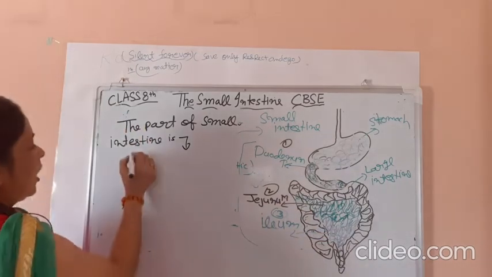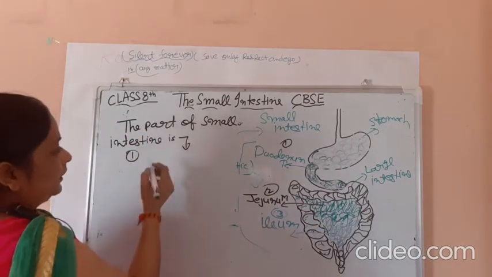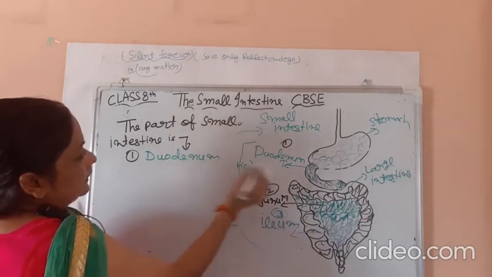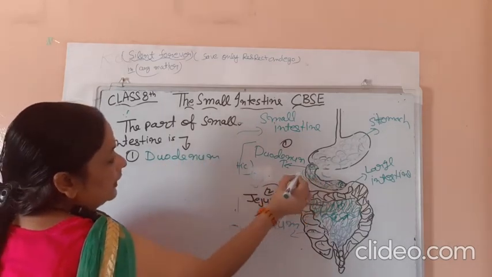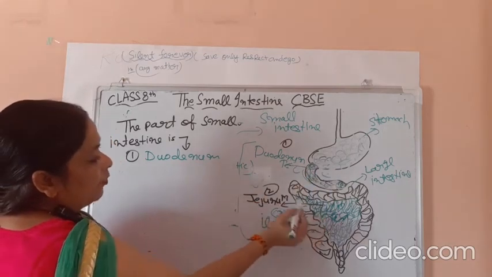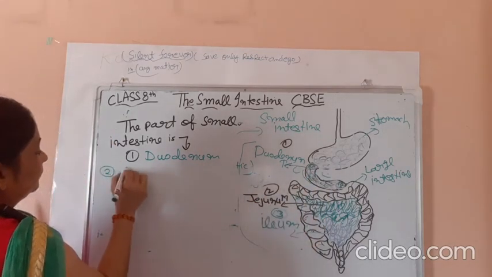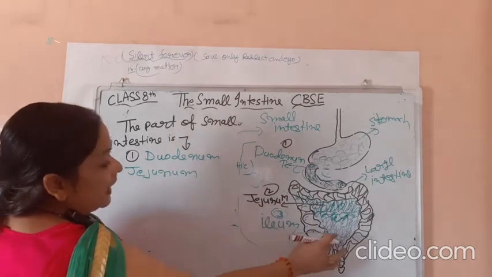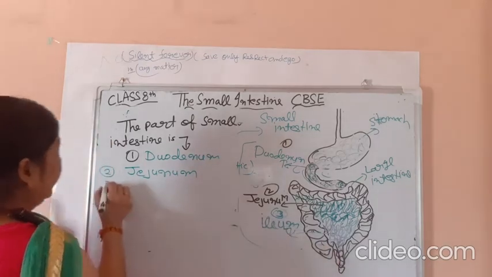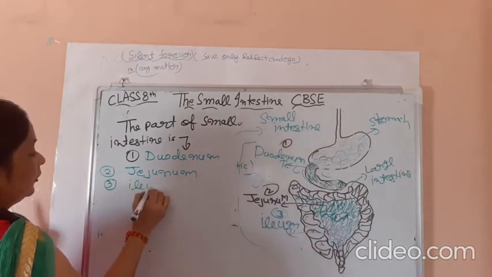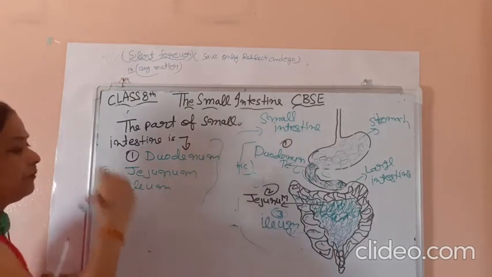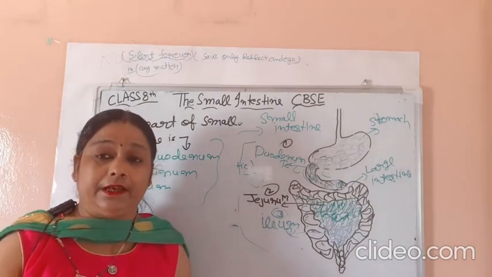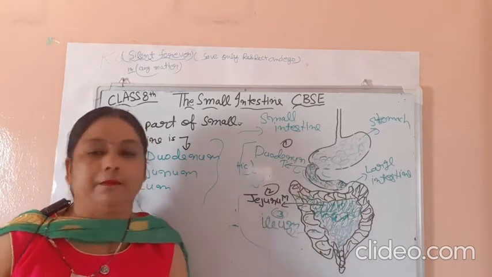Okay, firstly, the duodenum. This is this portion here. This is the duodenum, and the green portion is the jejunum. And the third and last, the blue part showing here, is the ileum. Okay, so these are the three parts of the small intestine. The small intestine is formed of three important parts: duodenum, jejunum and ileum.